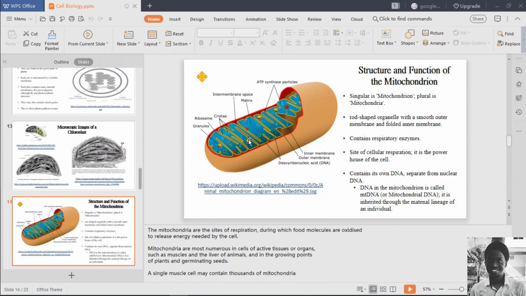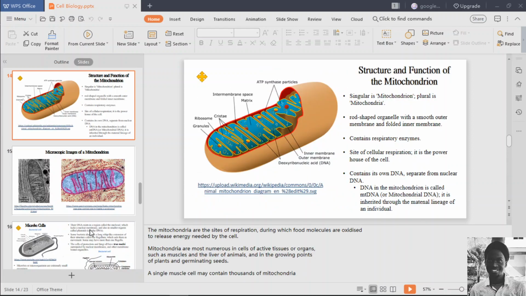The mitochondria also has its own DNA, separate from the nuclear DNA, or the DNA of the nucleus. This DNA in the mitochondria is called mtDNA, or mitochondrial DNA. It is inherited through the maternal lineage of an individual, so it's only a female that can pass it on to her offspring.